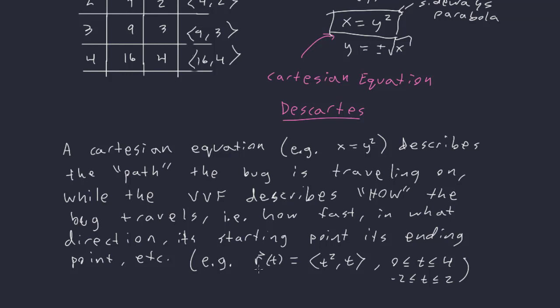So that looks more like this. The vector-valued function r of t is equal to the vector t squared comma t. And as we saw before, we got different paths depending on if we went from 0 to 4 or -4 to 2. Okay.